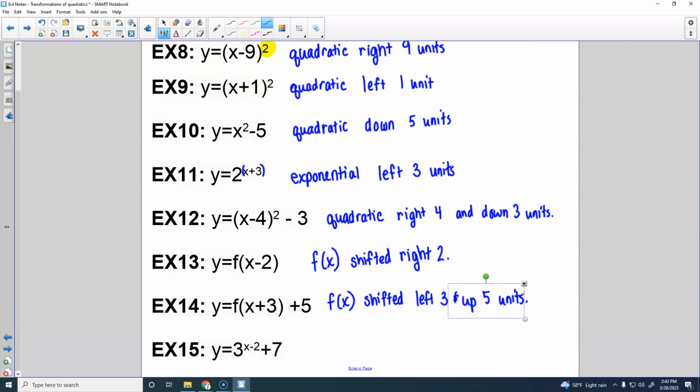Okay, Giancarlo, what type of function do we have for our last one? This is exponential. What has happened to it? Right 2 and up 7. Perfect.